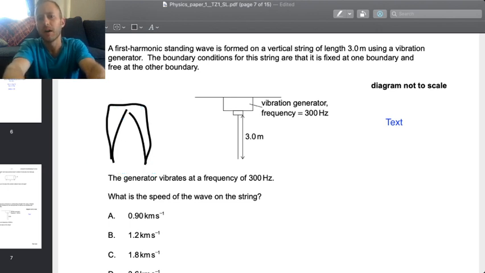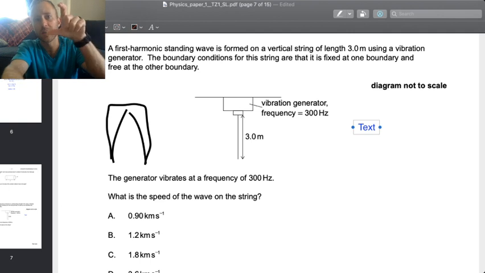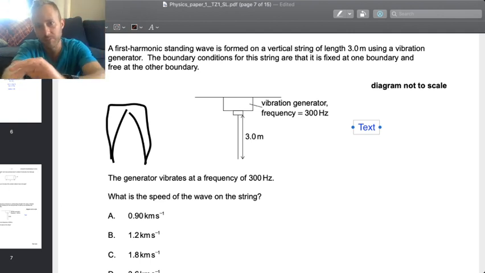So, what that means is that the first harmonic is actually a quarter of a wave, because it has half of a crest. So that means that lambda is actually 4 times the length of the string. So it would be 12 meters.